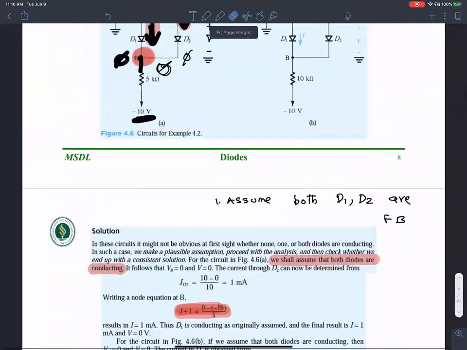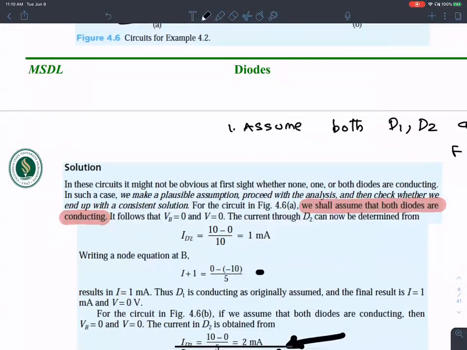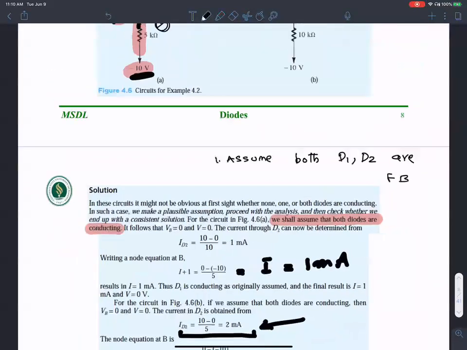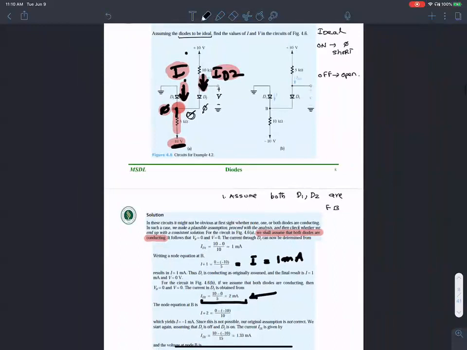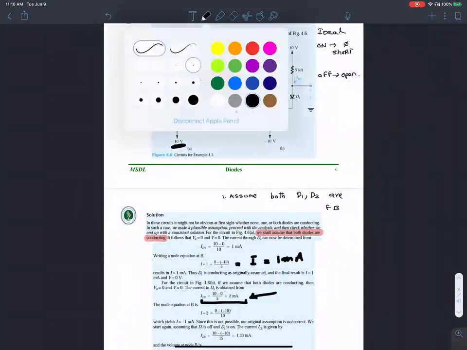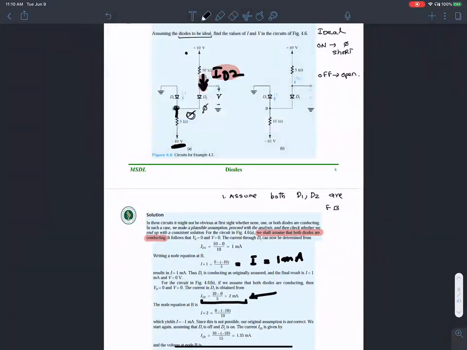That should equal the current flowing in this branch, which is 0 minus 10 volts over 5 kilo ohms. That's exactly what I have done here. So from this, it gives me a value of I equals 1 milliampere, which is absolutely a silly result. Why is that the case?